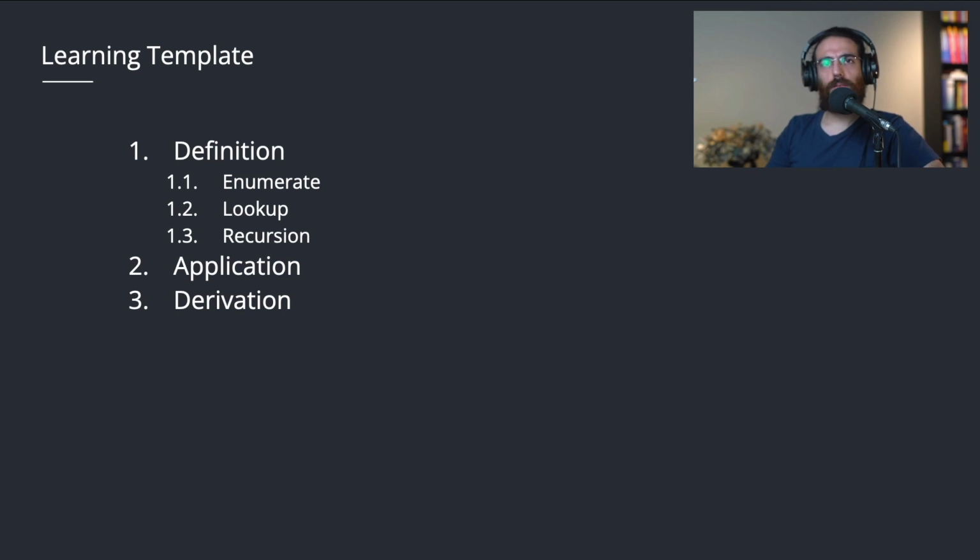Then you want to know the applications of this mathematical technique or expression. So for example, Bayes' theorem. You've seen the expression, you know what the terms are, but where is it used? How is it used? When is it used? And then third, this is the more advanced part, derivation.